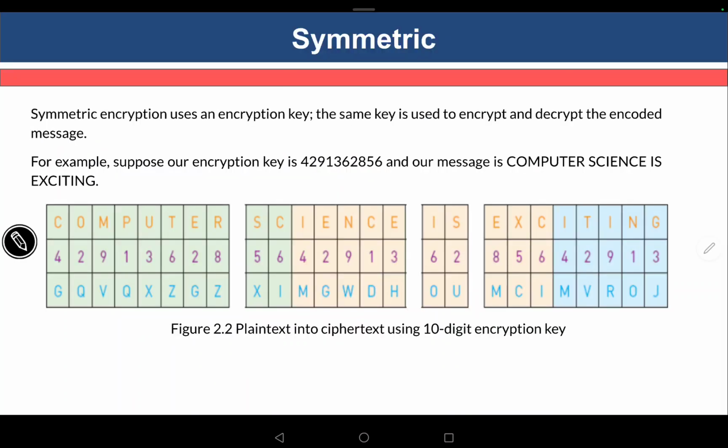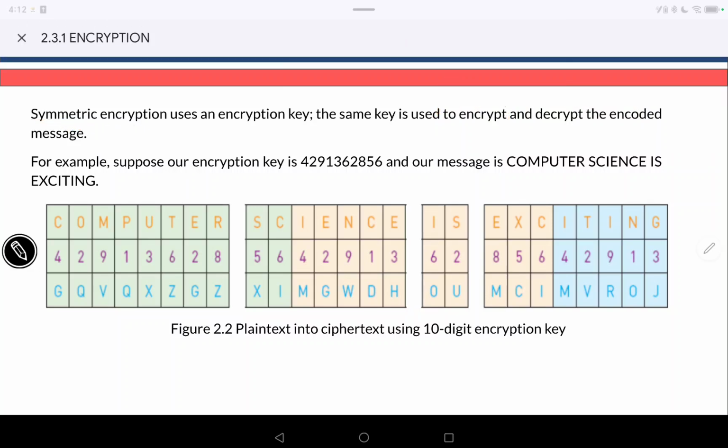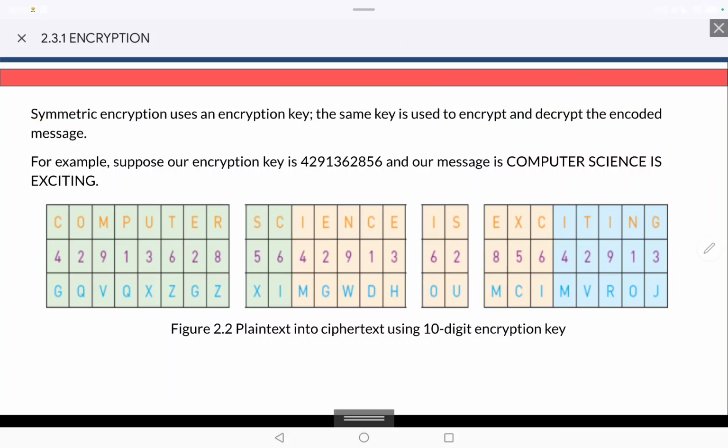Now let's look at the types of encryption methods. So we have symmetric and we also have asymmetric. Okay, let's look at symmetric encryption first. So symmetric encryption uses just one encryption key to encrypt and decrypt the message that is being sent. It uses the same encryption key to encrypt and decrypt.